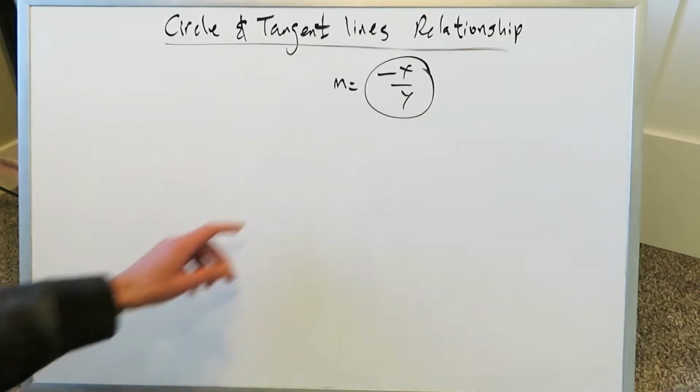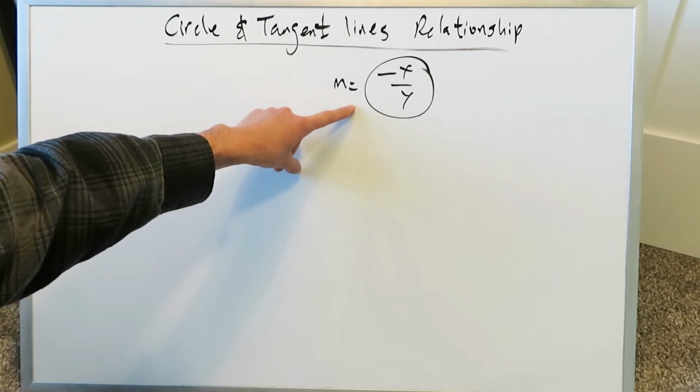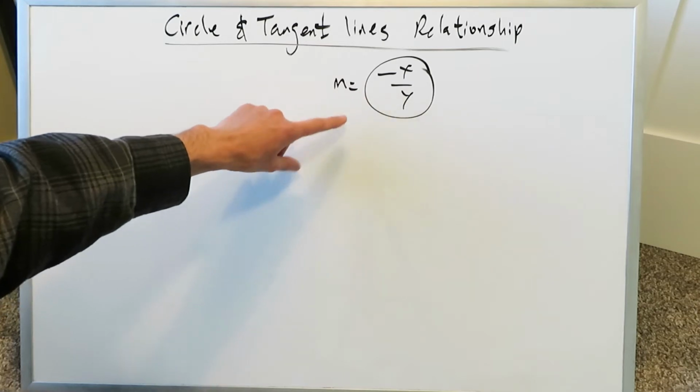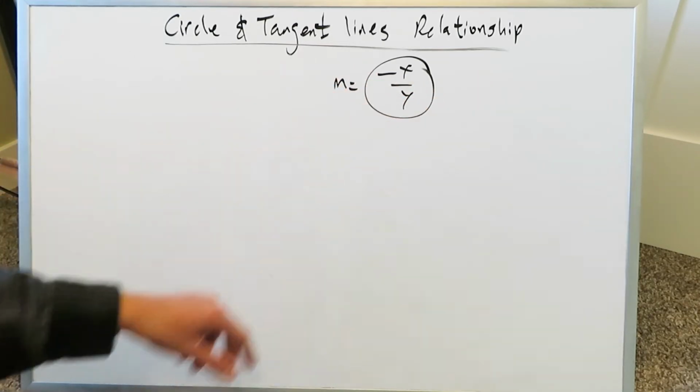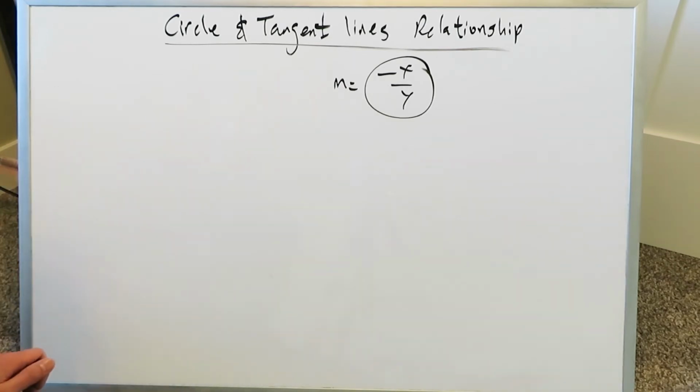So now our task is this. If you're given this at any point on a circle, if you were to draw a tangent line, its slope can always be measured by that. All you have to do is put the x and the y value at that specific point, and whatever you compute is your slope. Alright, we have to show why the tangent line and the radius are always perpendicular.